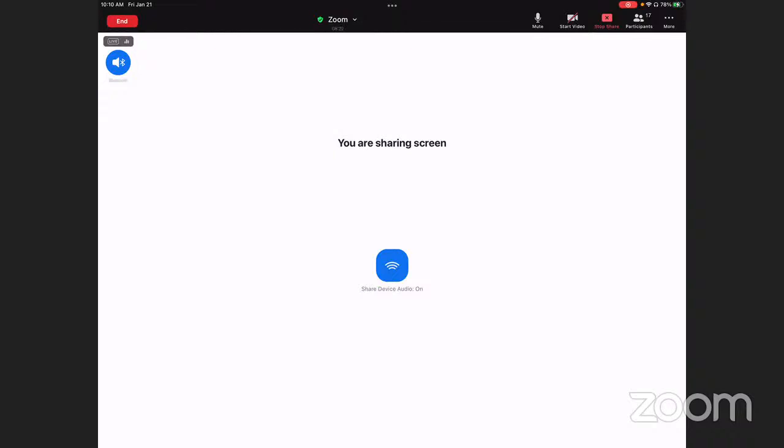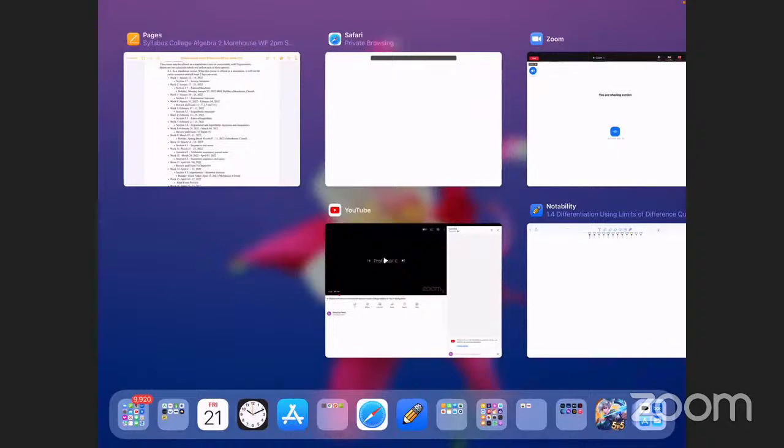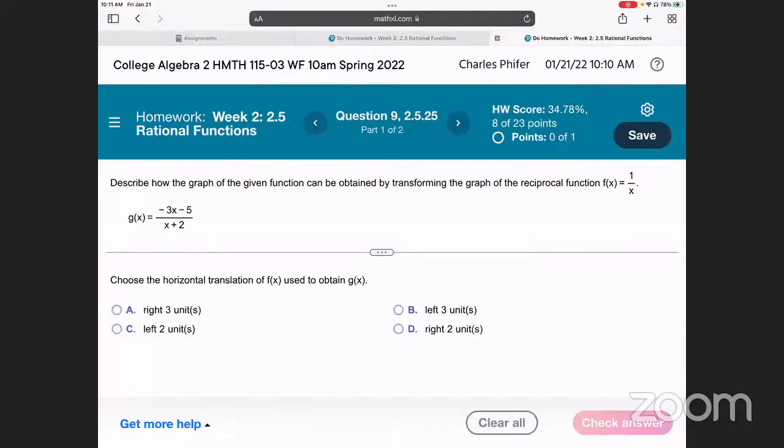And again, if anything is not clear, feel free to go ahead and unmute yourself, ask questions, stop me, because if you don't stop me, I'm going to assume that you get it, and I'm going to just keep plugging and chugging. Okay, so I'm just setting this thing back up. And let's go ahead and hop over to Pearson and continue where we left off from last time. Last time when we were working through the homework, we made it through question 8. So today we're going to start on question 9, and describe how the graph of the given function can be obtained by transforming the graph of the reciprocal function, right?